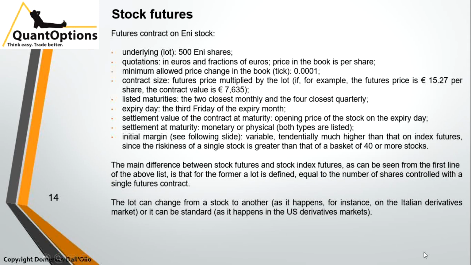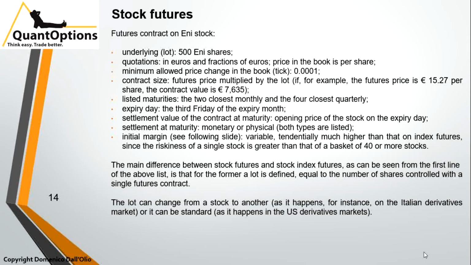Let's now see another example, referred to as stock futures: a futures contract written on one of the main Italian companies, Eni. The underlying is a lot of 500 Eni shares. This means that with one futures contract, you are taking control of 500 shares. Quotations are in euros and fractions of euros, and the price in the book is per share. The minimum allowed price change in the book, the tick, is 0.0001.